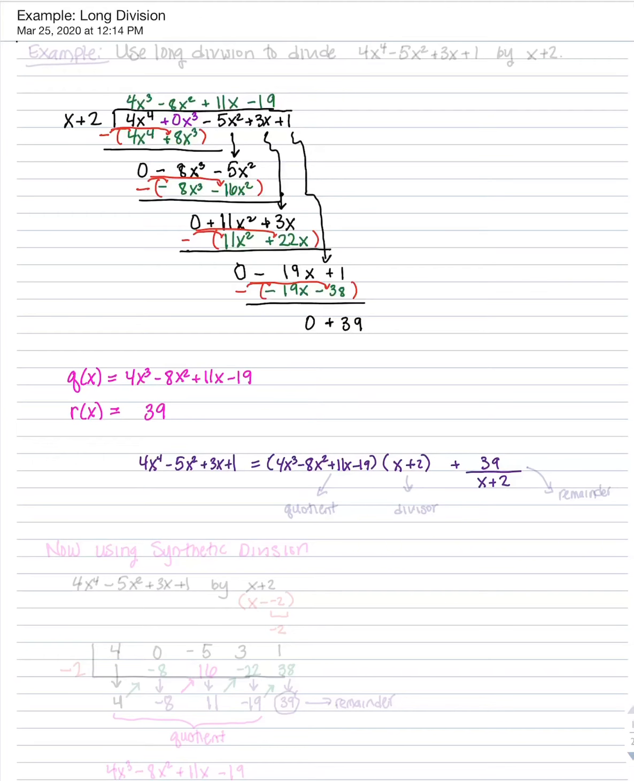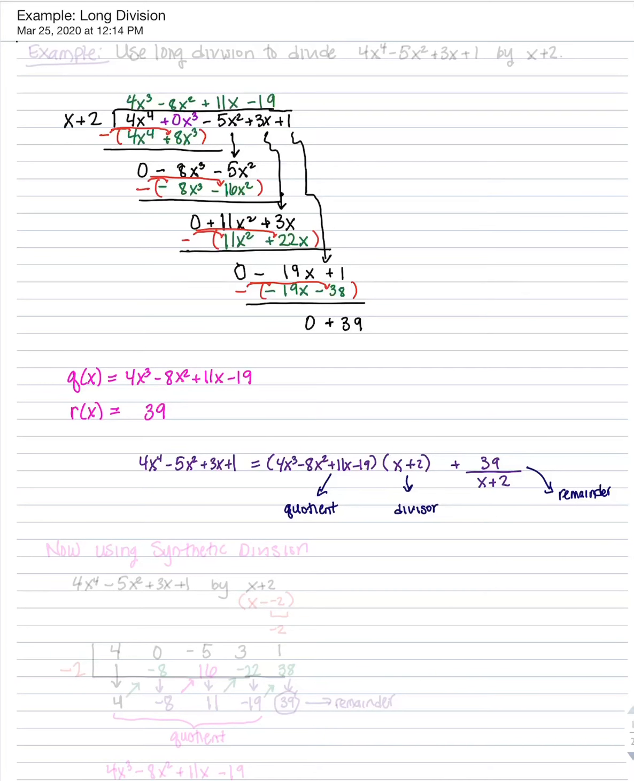So again, this is our quotient. This was our divisor. And this portion is the remainder. So this completes our example of long division. We will do this exact same example using synthetic division.